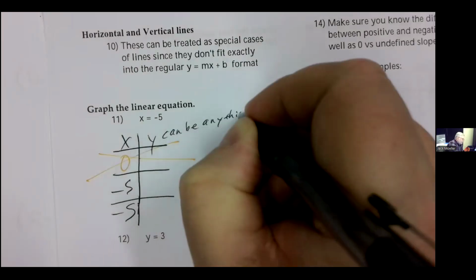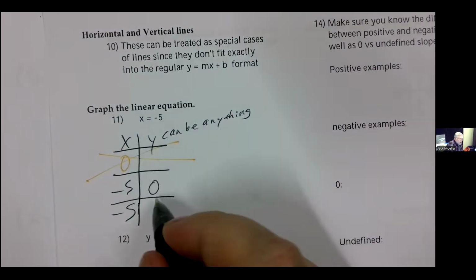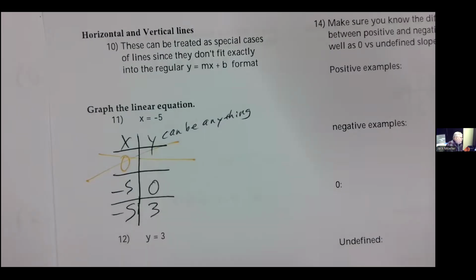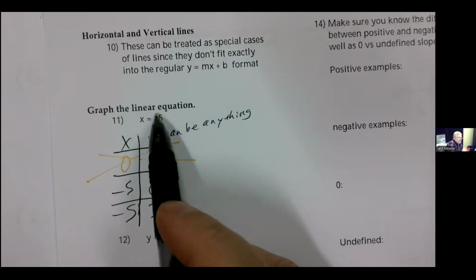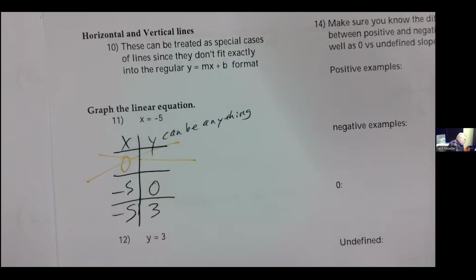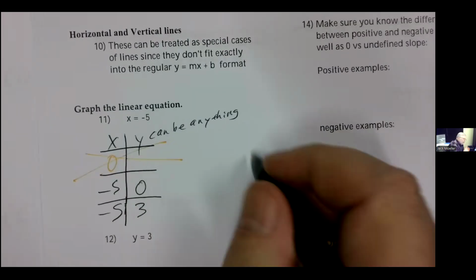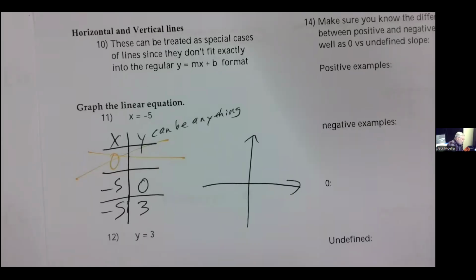So y could be 0, y could be 3, it could be -100, it could be 1.26789. y can be anything, because all this tells us about this line is x has to be -5. Now, before I plot this, I'm telling you that one of these is horizontal and one is vertical. Which one do you think is which?